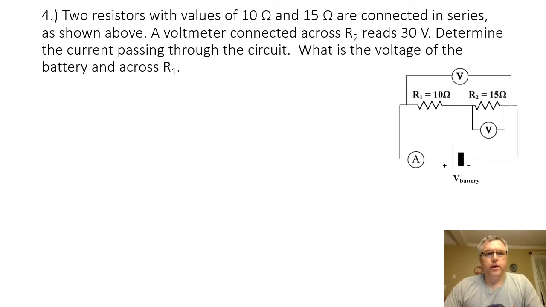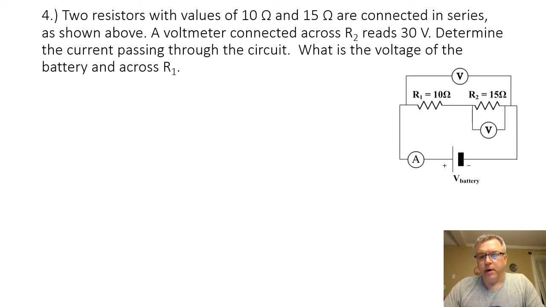Problem 4. 2 resistors with values of 10 ohms and 15 ohms are connected in series as shown above. A voltmeter connected across resistor 2 reads 30 volts. Determine the current passing through the circuit and what is the voltage across the battery and across resistor 1.